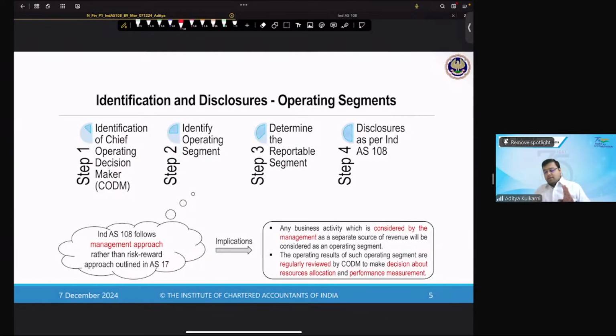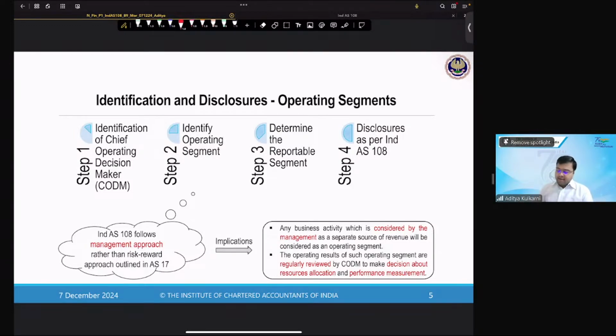So Ind AS 108 is a four-step mechanism. First one is identification of the chief operating decision maker. The second one is identifying the operating segment. The third is determining the reportable segment. And the fourth step is disclosures as per Ind AS 108.